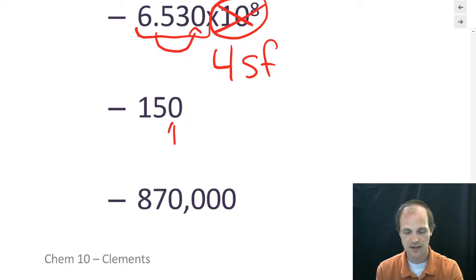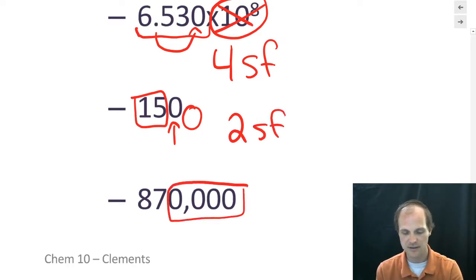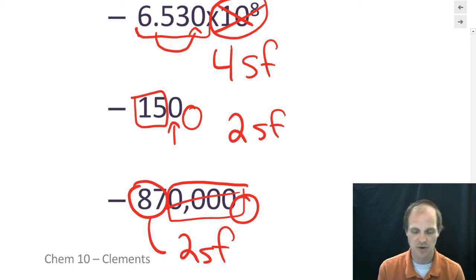150, trailing zero, no decimal point. So it is not significant, and we just have those 2 significant figures. 870,000, those guys are not significant because there was no decimal point. So those are only 2 significant figures that we get for this problem.